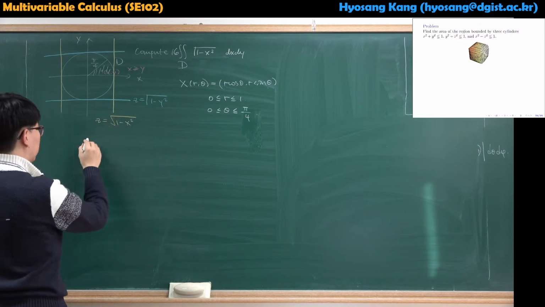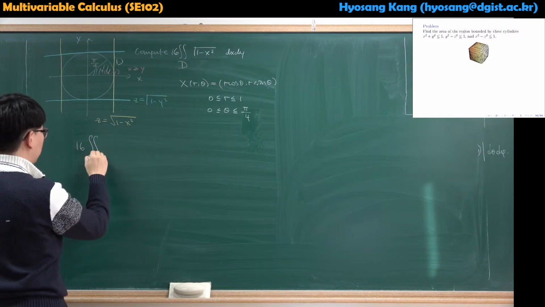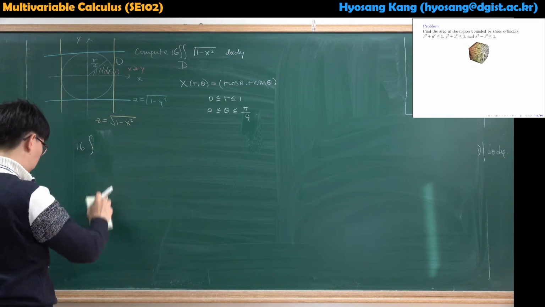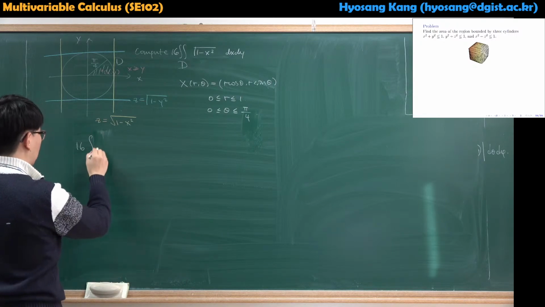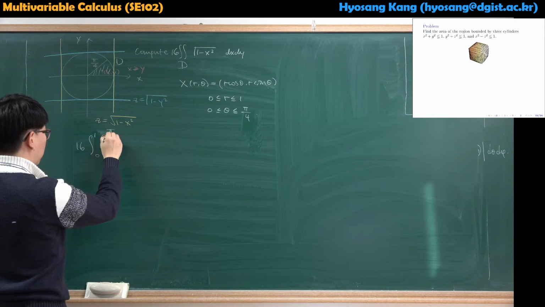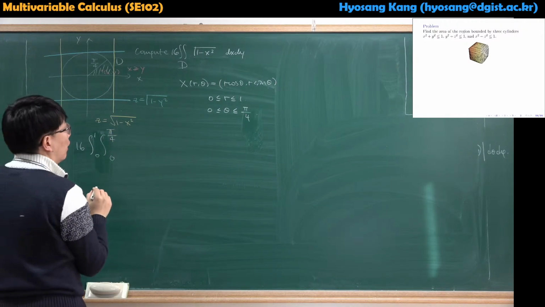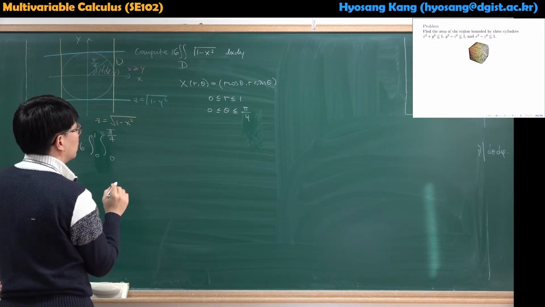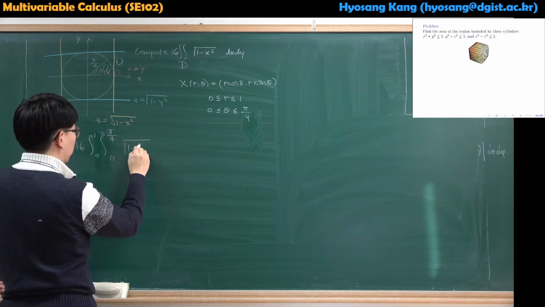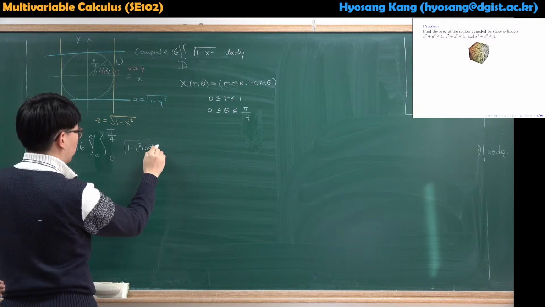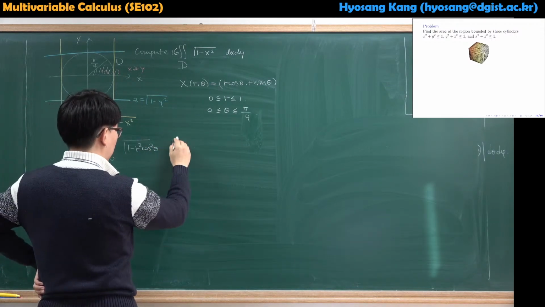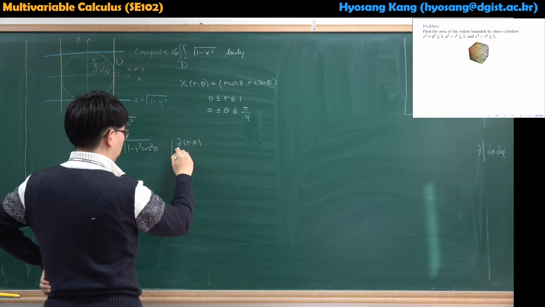So this computation is multiplied by 16. Let's plug into the formula: 0 to 1 for r and 0 to pi over 4 for theta. Inside of here, 1 minus r squared cosine squared theta. And then we have to multiply the Jacobian.